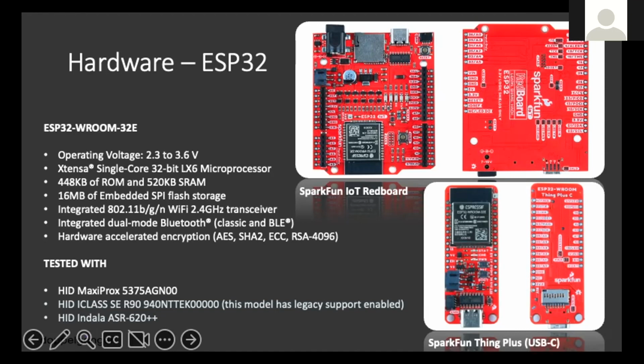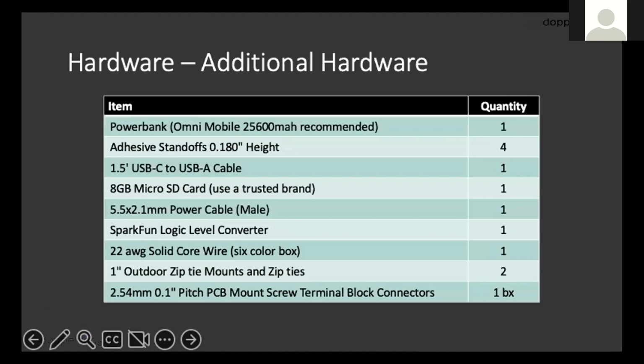I have tested these in the MaxiProx, the SE-R90. I put the specific model number up there, as that one has legacy support enabled, so it allows you to clone not just SE badges, but legacy HID badges as well. I've also tested the Indala reader. Just a few things that you'd want to grab if you are going to build one of these readers in addition to the ESP32 or whatever RFID reader you're using. These are just some components that I've come to accept as the best possible solution for our team.